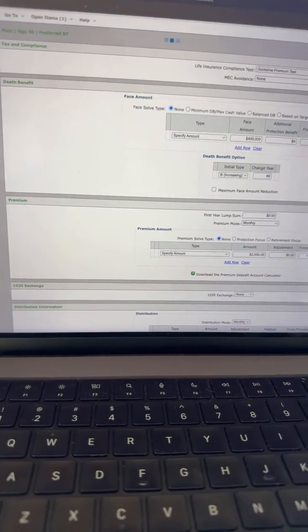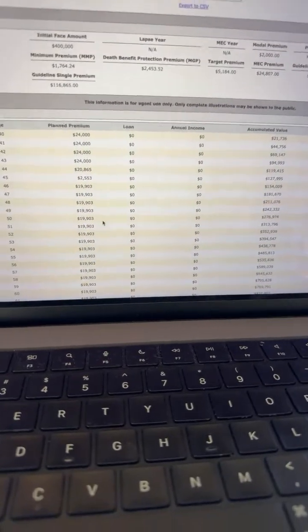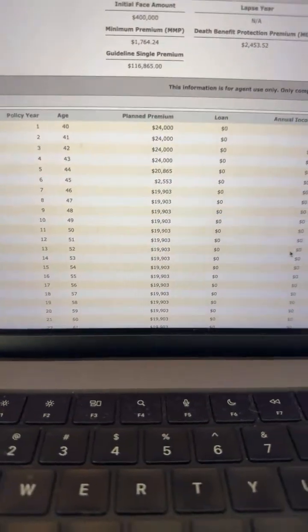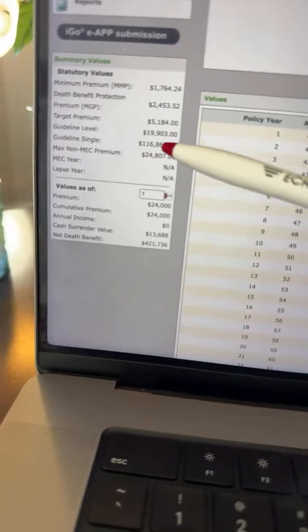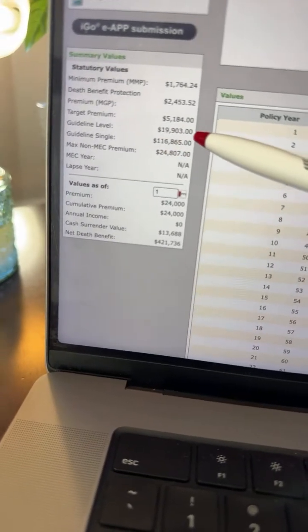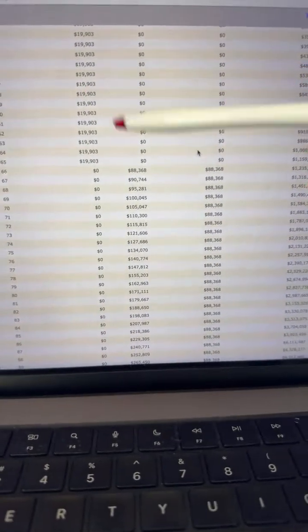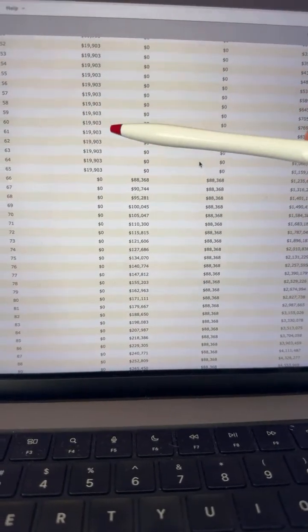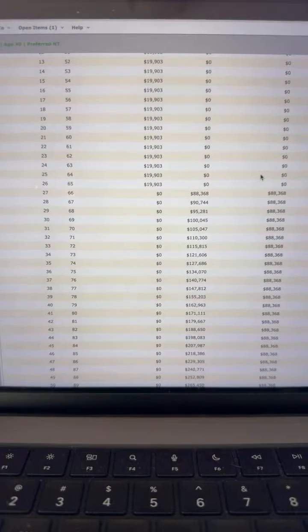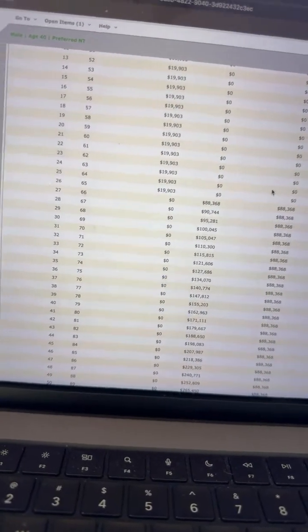So the premium is going to look a little weird, right? Because again, we are working with that guideline level. He can't go over that number. So it's going to reduce it just because he simply can't put in 24,000 a year. So these are things that you want to be mindful of, right? What's the most that he could see himself putting in every year over the next however many years?